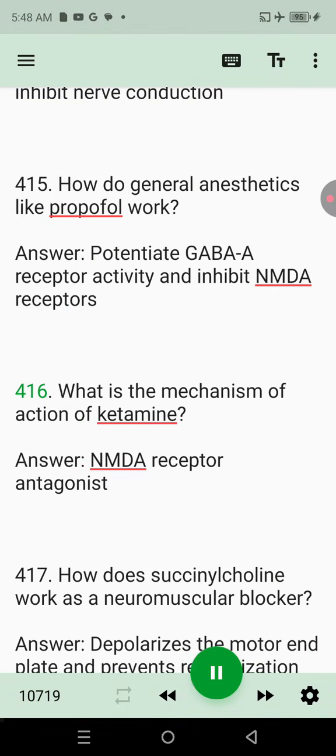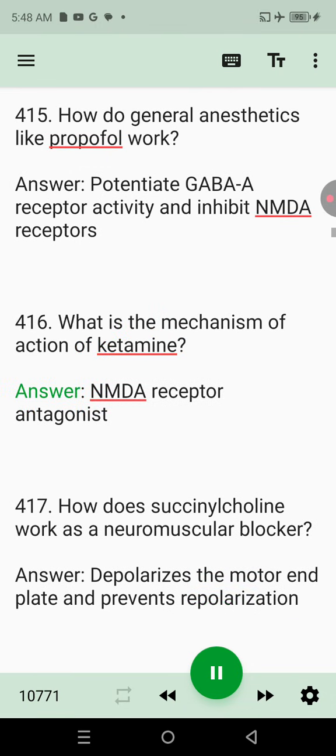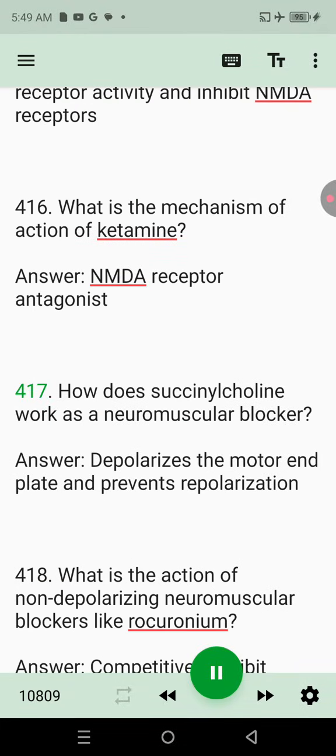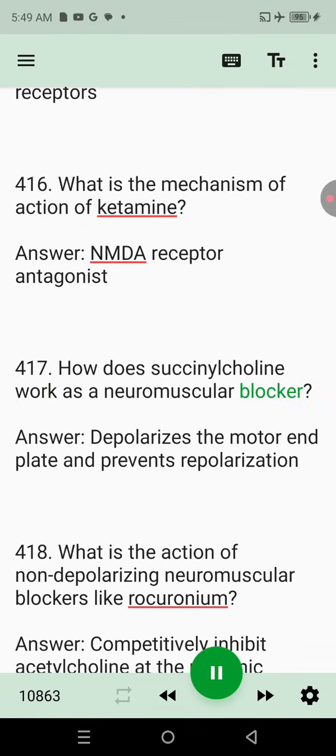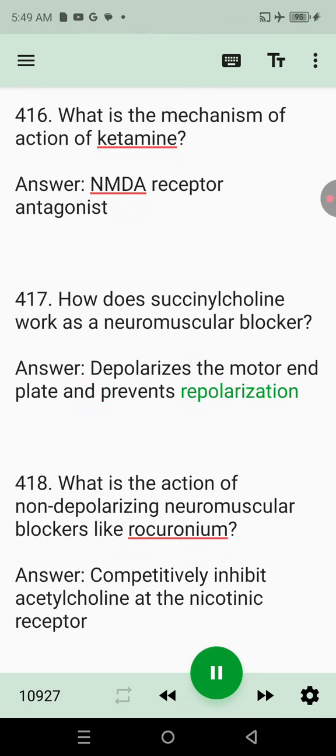416. What is the mechanism of action of ketamine? Answer: NMDA receptor antagonist. 417. How does succinylcholine work as a neuromuscular blocker? Answer: depolarizes the motor end plate and prevents repolarization.